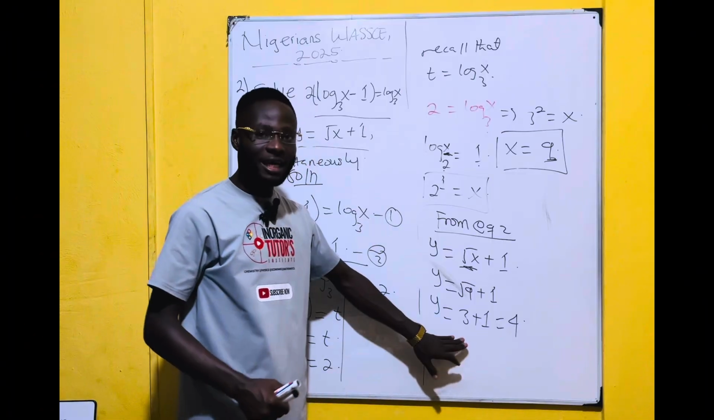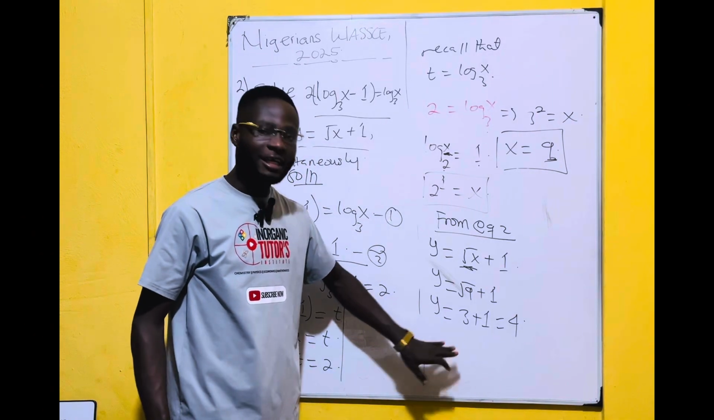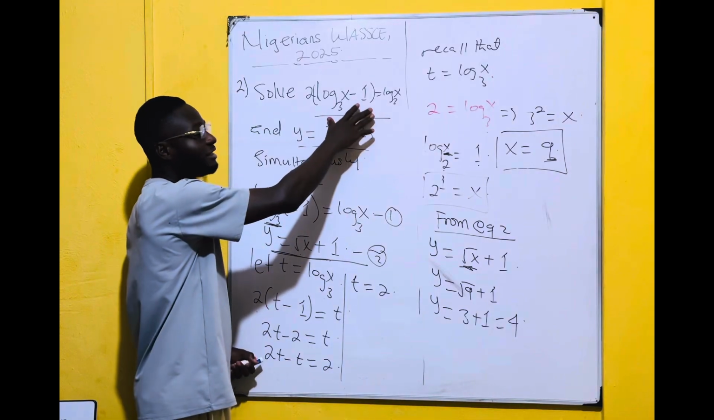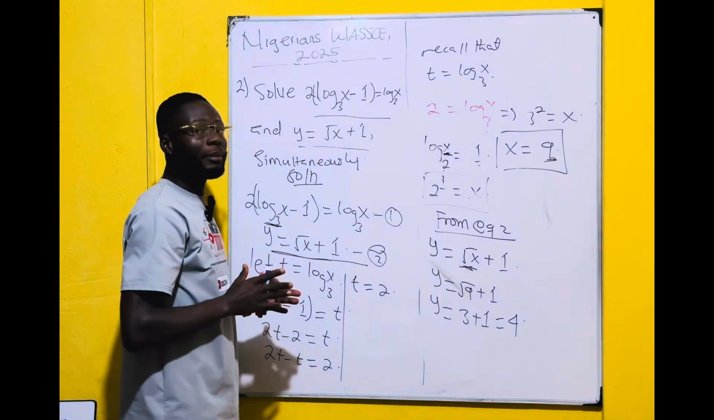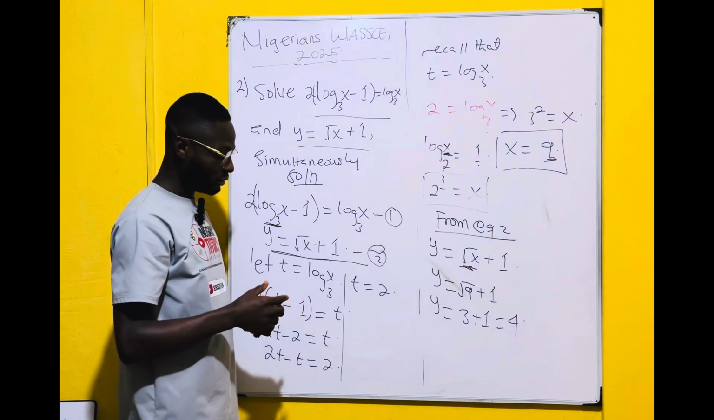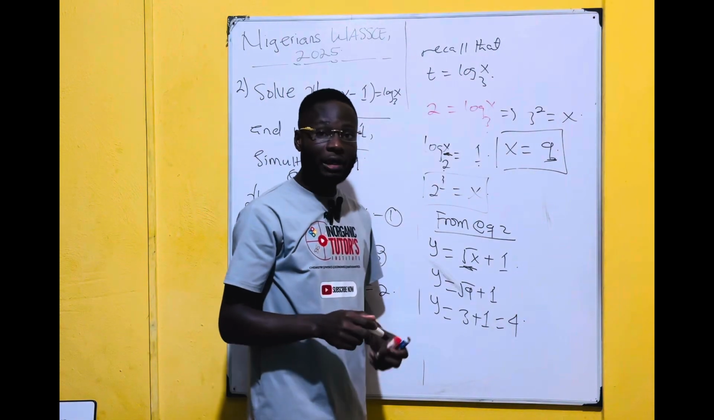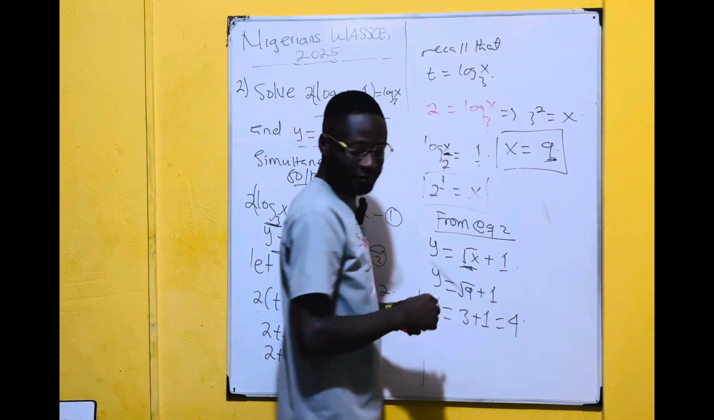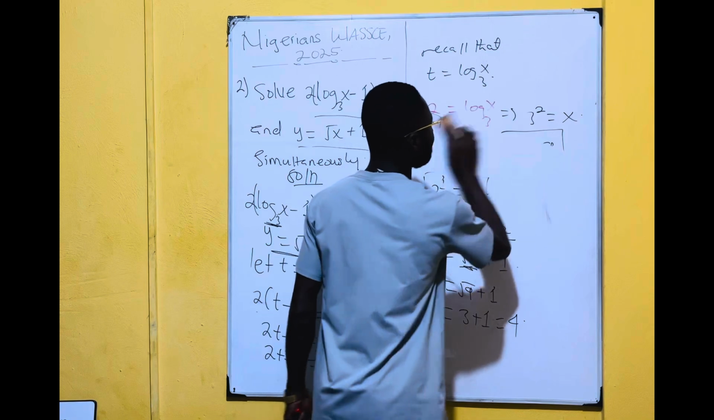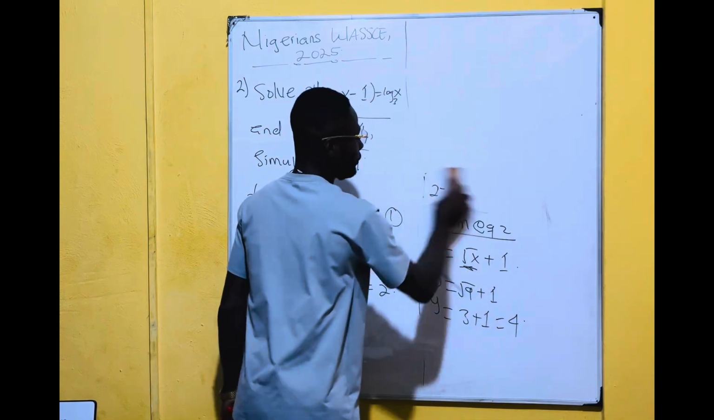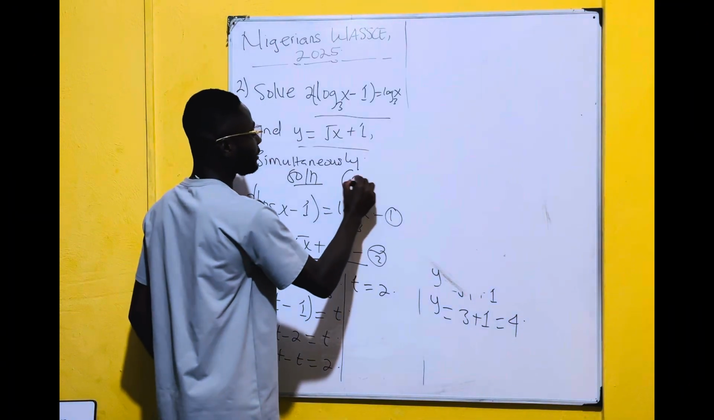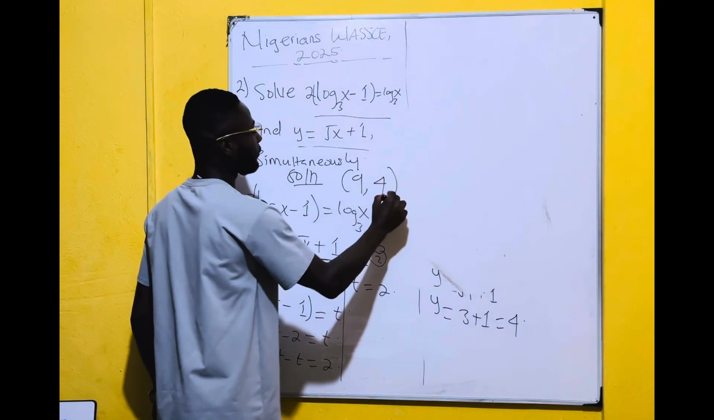So we just applied some properties, and that is it. If you have a problem of this nature, remember logarithm has its properties, so you have to follow the principles. So note, the answer for this is 9 and 4.